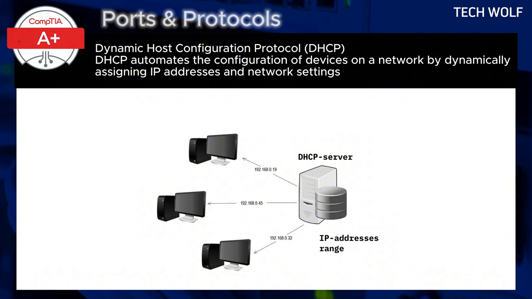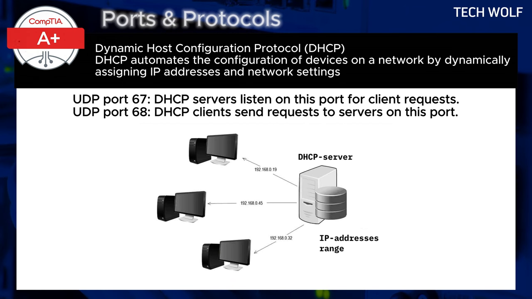DHCP, or Dynamic Host Configuration Protocol. DHCP automates the configuration of devices on a network by dynamically assigning IP addresses and network settings. This is particularly useful in large networks where manual configuration would be impractical. DHCP relies on port 67 on the server side and port 68 on the client side to communicate. The process involves a client sending a discover message, the server offering IP settings, and the client accepting them.